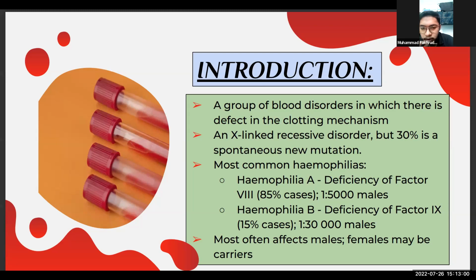Slide dekat introduction sekarang tu. Masih kat introduction lah. Okay, alright.